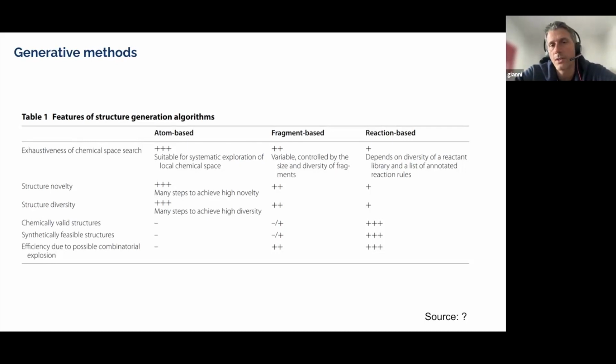The ones we worked on back then were atom-based, which have a lot of benefits. They give a lot of exhaustiveness in chemical space, structure novelty and structure diversity, but they have a big flaw, which is they don't necessarily give valid molecules, or molecules that you can make easily. And this was a major limitation. The methods on the right have less of this problem, especially the reaction-based. But anyway, you are here in the middle. The one that I'm talking about is this atom-based.